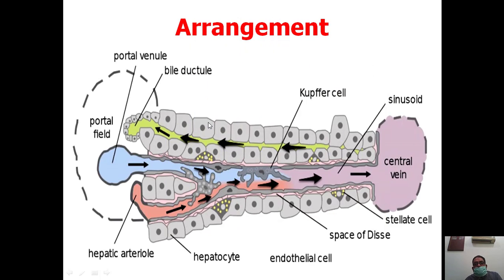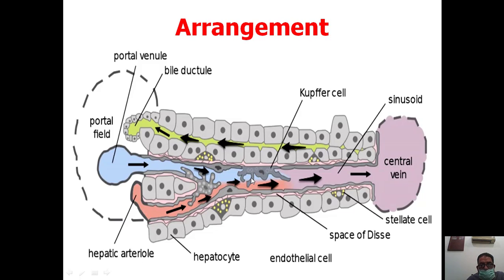Now, the arrangement of the hepatosinusoid. In this picture you see a central vein in the classical hepatic lobule, and these are the double layer of hepatic cells, hepatocytes. These hepatocytes line a wide canaliculus, which is called a sinusoid. Blood moves from the portal vein and pours into the sinusoid.